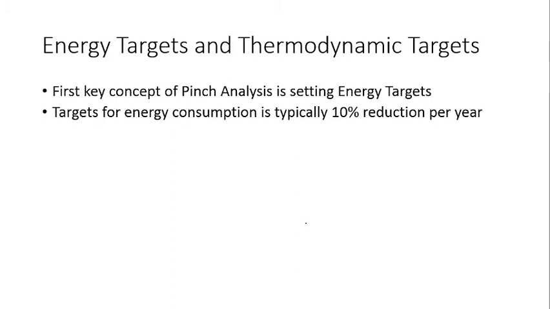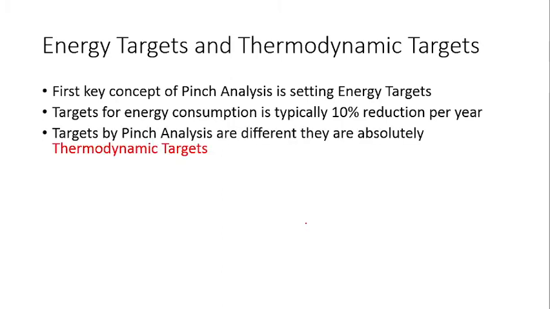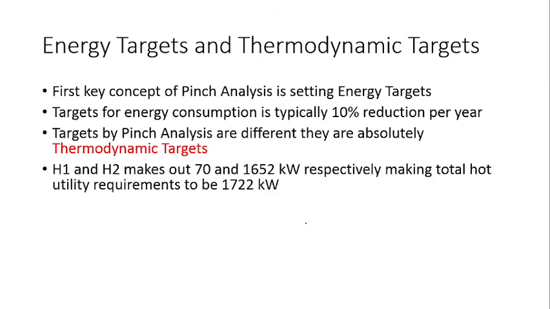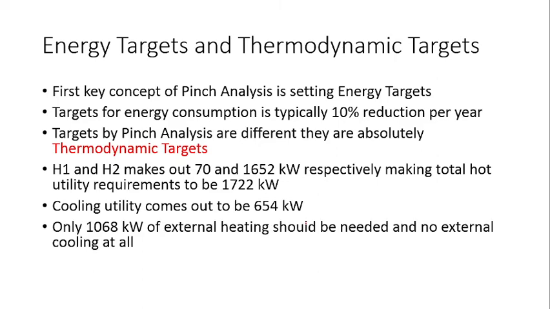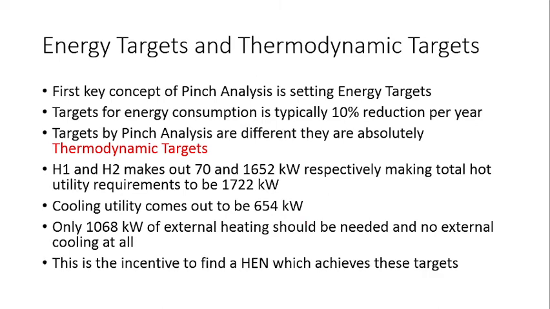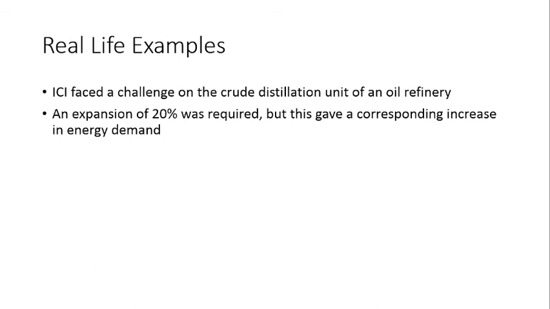Now this energy consumption reduction target is different from the energy target which we get from pinch analysis. Targets by pinch analysis are absolutely based on thermodynamics. This is something which we discussed in the previous example. H1 and H2 make out 70 and 1652 kilowatt, making it 1722 kilowatt, and cooling utility is 654 kilowatt. If I can exchange 654 kilowatt between them, I am left with 1068. So this is your energy target based on thermodynamics. So you know exactly what you can save, right? Okay. This is the real life example because of which process integration took place.